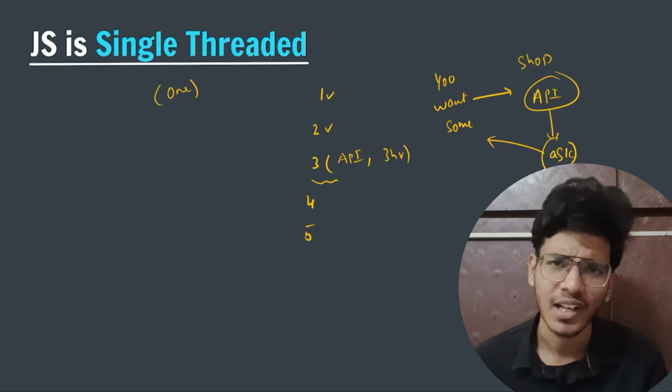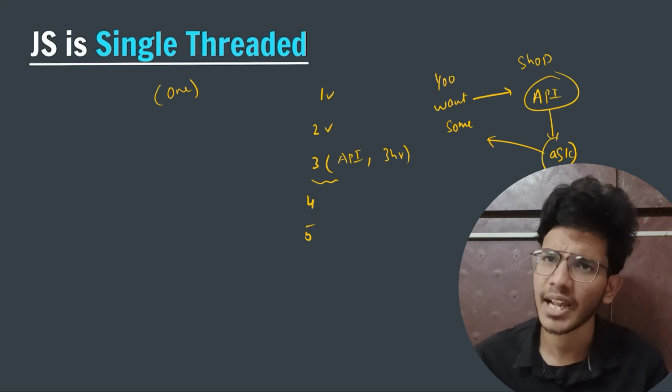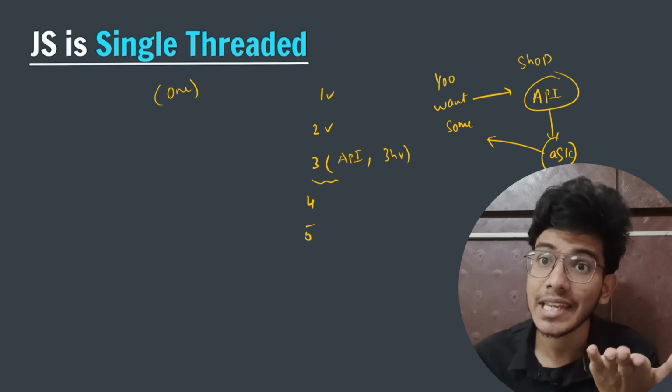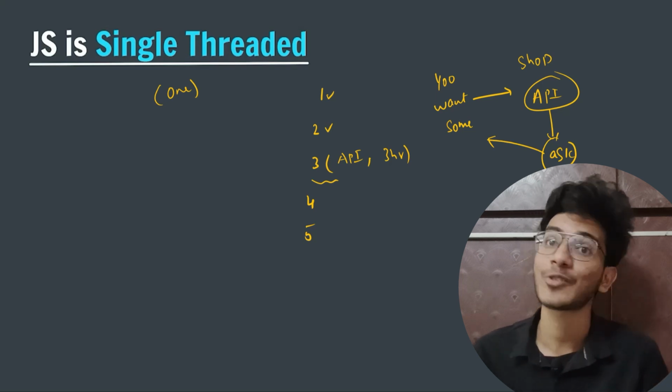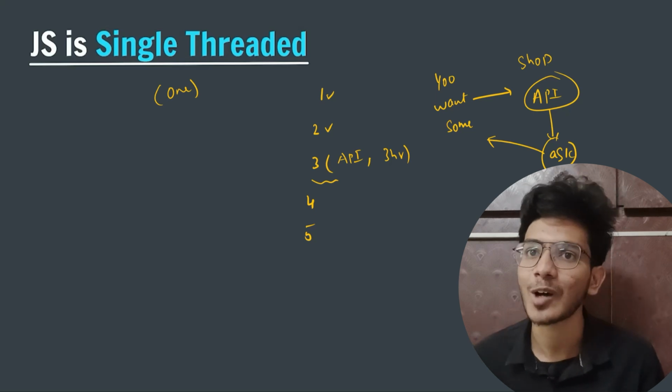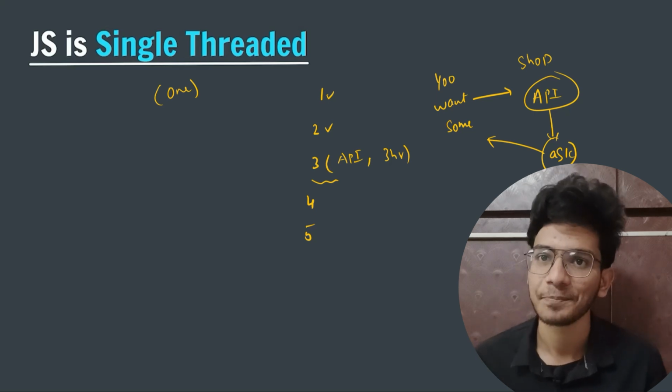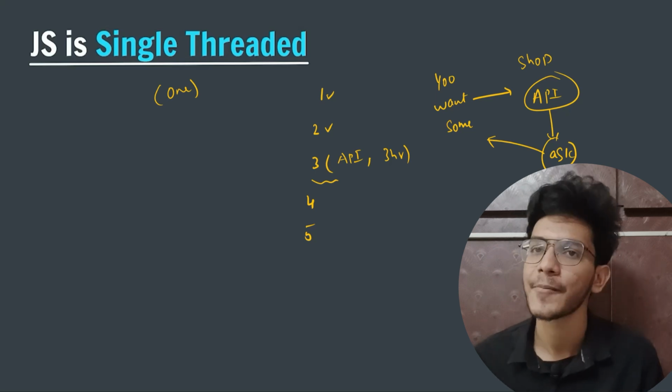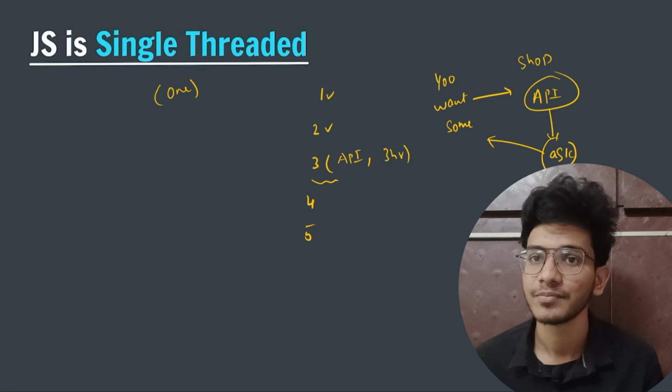And just imagine, let's say that this is your website and the API is taking 3 hours to execute the third line of your JavaScript. Then nothing will come in your browser. Everything will get stuck. No button, nothing will work. So how are we going to tackle that?